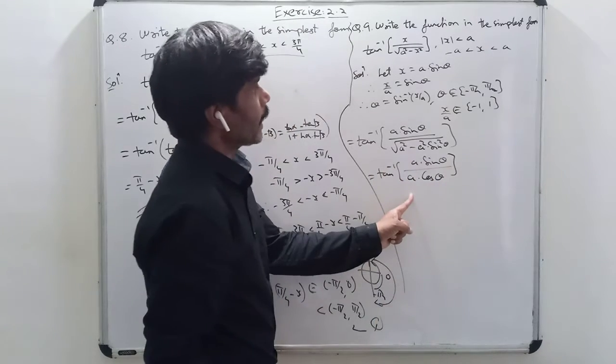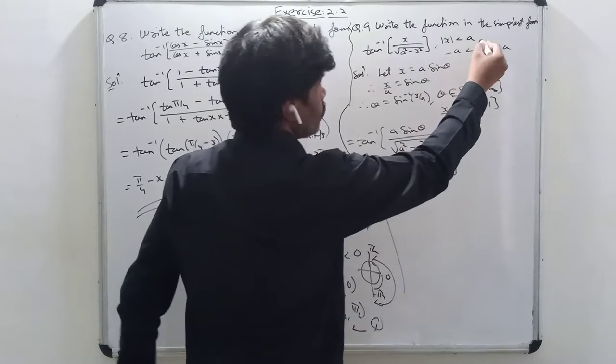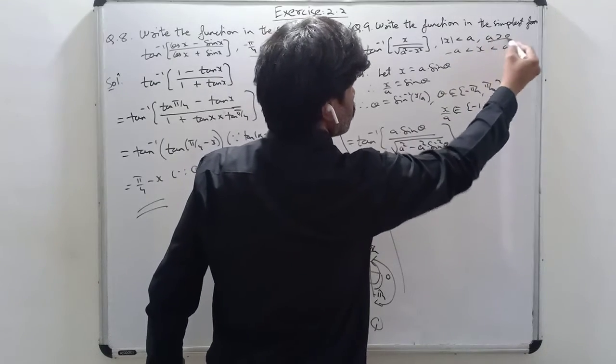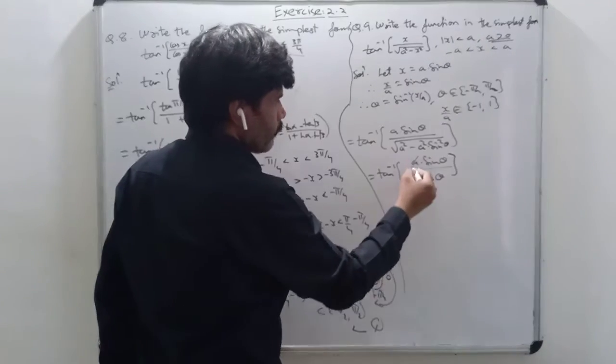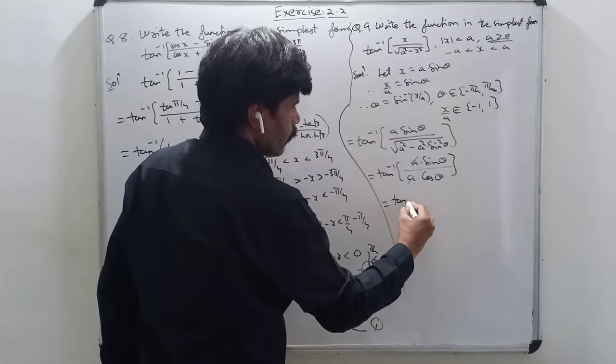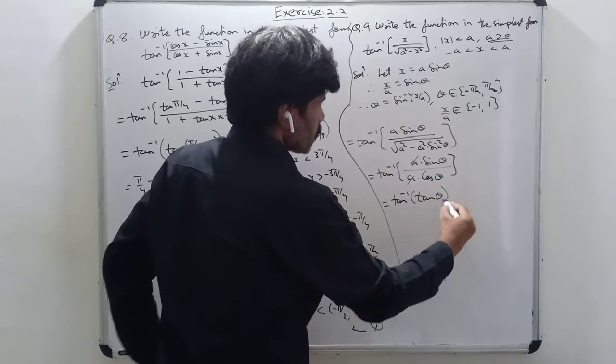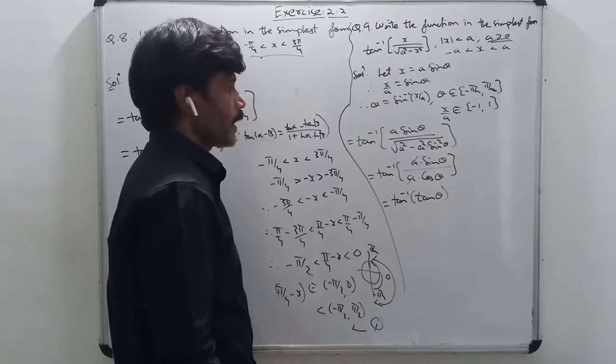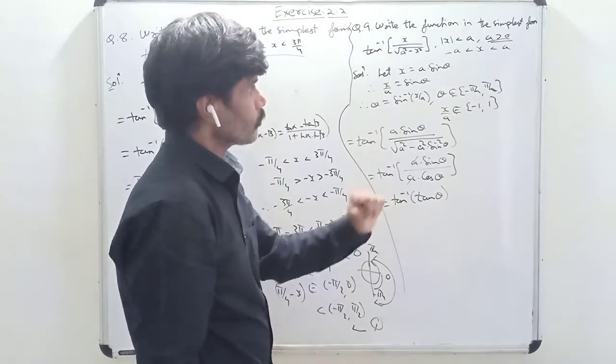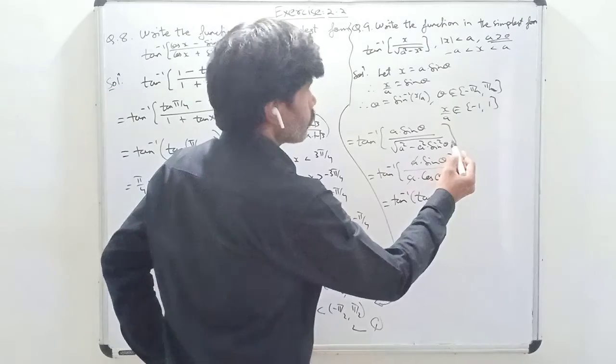And here we'll assume that a is greater than 0. Here we have to assume that a is greater than 0. Okay, so a will get cancelled. So you are getting tan inverse of sin theta upon cos theta. What is it? Tan theta. No, tan inverse of tan of something, I can write something only if something belongs to the domain of the tan function. Okay, we'll come to the condition.